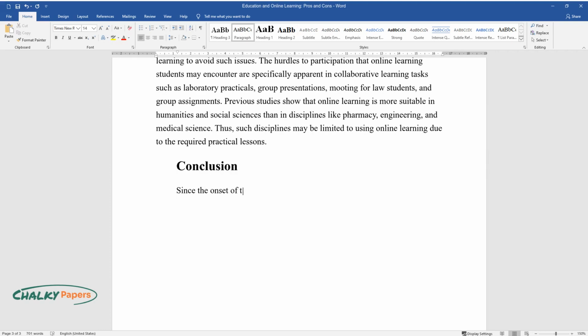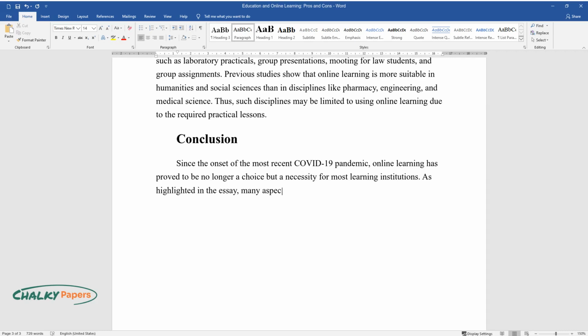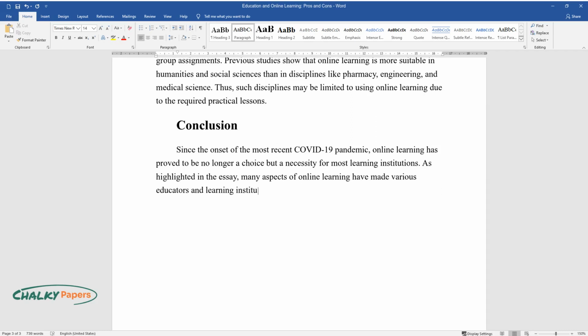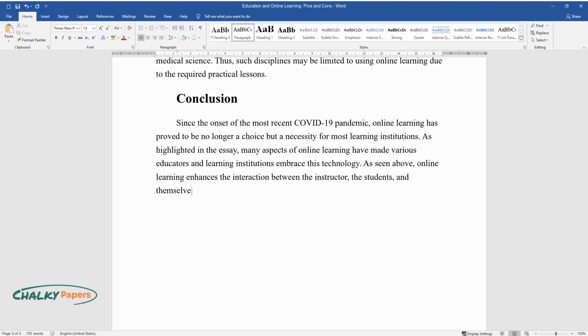Since the onset of the most recent COVID-19 pandemic, online learning has proved to be no longer a choice but a necessity for most learning institutions. As highlighted in the essay, many aspects of online learning have made various educators and learning institutions embrace this technology. As seen above, online learning enhances the interaction between the instructor, the students, and themselves.